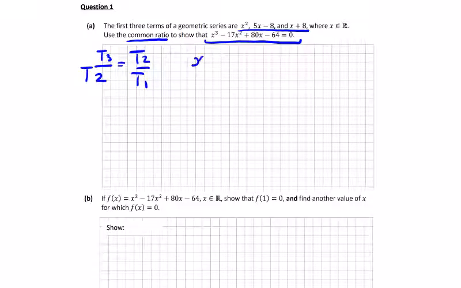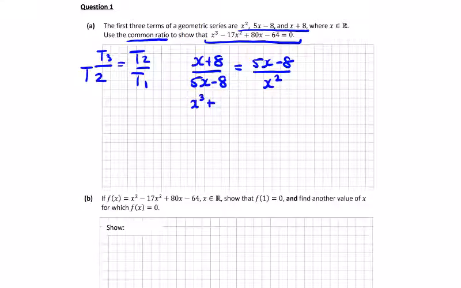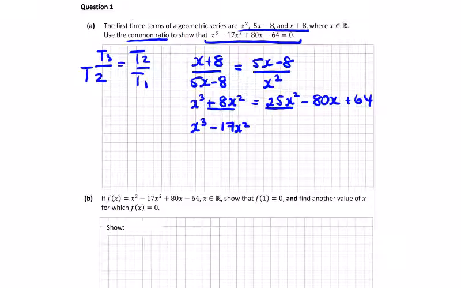So we get x plus 8 over 5x minus 8 is equal to 5x minus 8 over term 1, which is x squared. Cross multiplying, we get x cubed plus 8x squared equals 5x minus 8 to be squared, which is 25x squared minus 40x twice plus 64. Bringing everything to the left, we get x cubed minus 8x squared minus 25, that's going to be minus 17x squared. And then we're going to have plus 80x minus 64, and we've left nothing there.